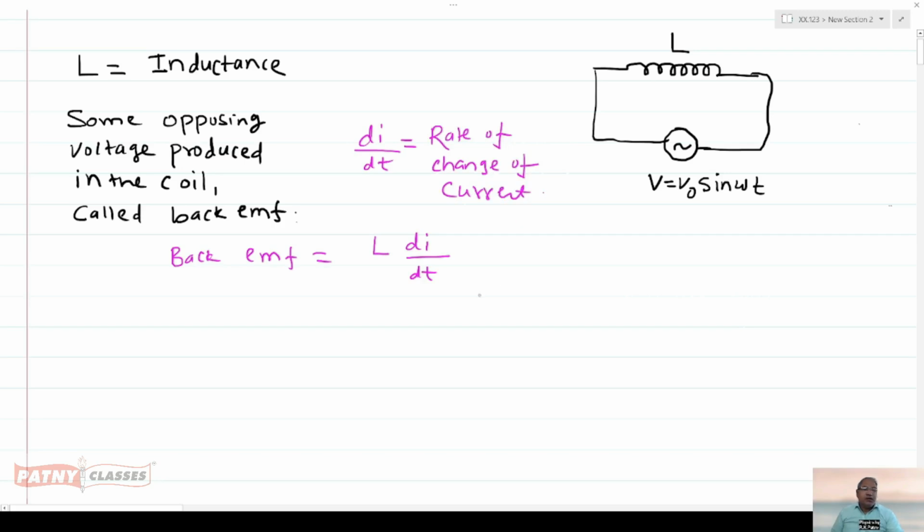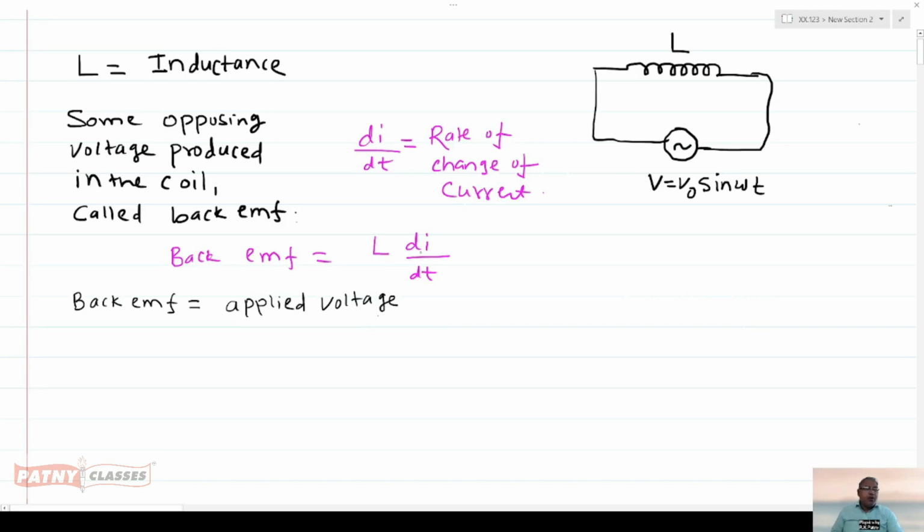What exactly is the back EMF? We'll see in the next video. But whenever we apply some AC voltage across the inductor, there is always something called back EMF produced. The magnitude of back EMF is equal to the applied voltage.